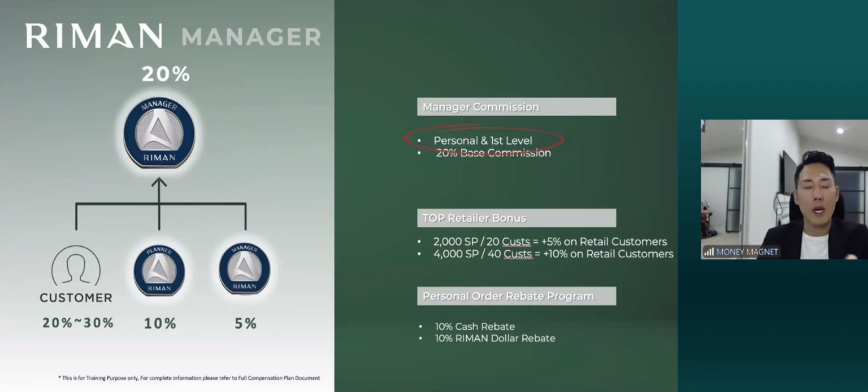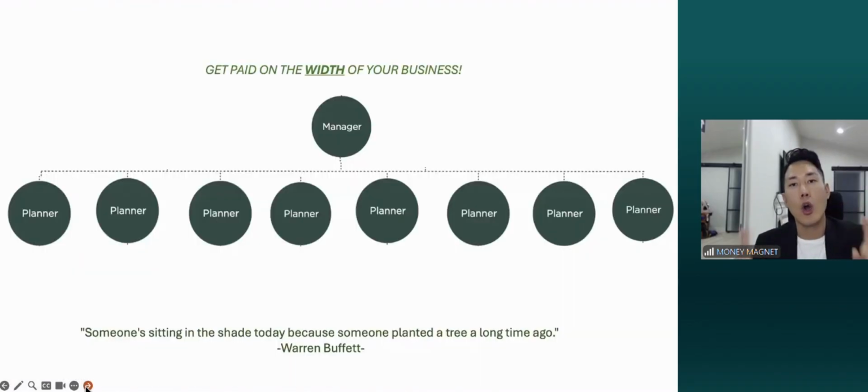So a manager makes 20% on what they buy or sell. The differential will be a 10% from the planner, right? And you will only get paid on your level one, or what you buy and sell. So what I want you to focus on is go wide. You're going to get paid on the width of your business, right?